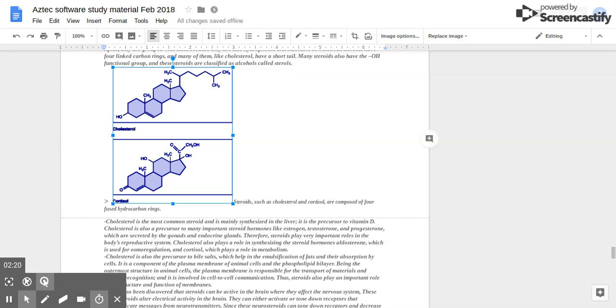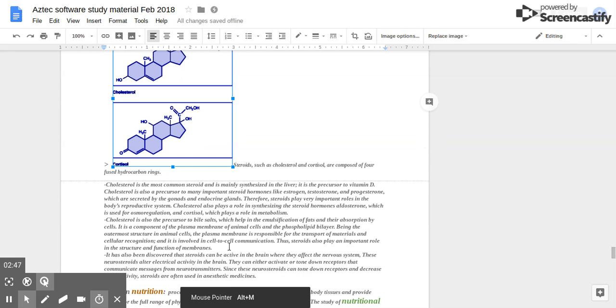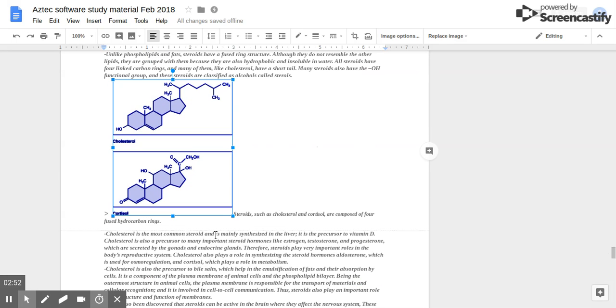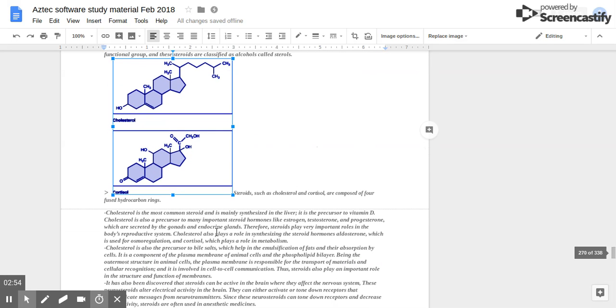Cholesterol plays a role in synthesizing steroid hormones, aldosterone, which plays a role in osmoregulation, and cortisol, which plays a role in metabolism. Also, it's a precursor of bile salts, helping in emulsifying of fats and absorption of fats by cells. It is also a component of the plasma membrane of animal cells, aka the phospholipid bilayer, which is in charge of the transport of materials and cellular recognition and cell-to-cell communication, as we learned previously.